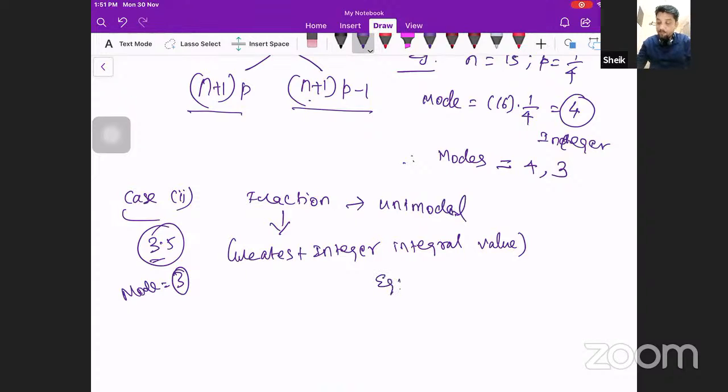Let me give you one example. For example, n is equal to 16 and p is equal to 1 by 3. Let me take 1 by 3, because 1 by 4 is already taken. So now, what exactly is the mode equal to? 16 plus 1, 17, sir.